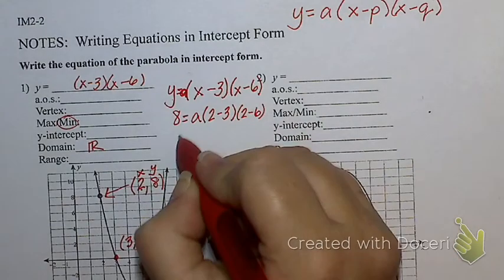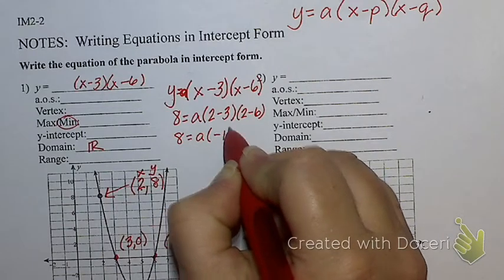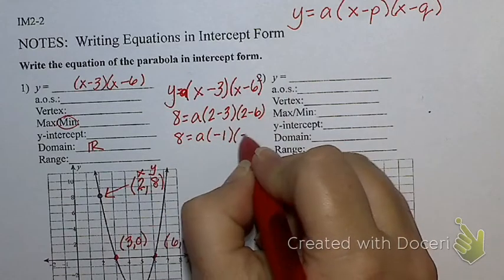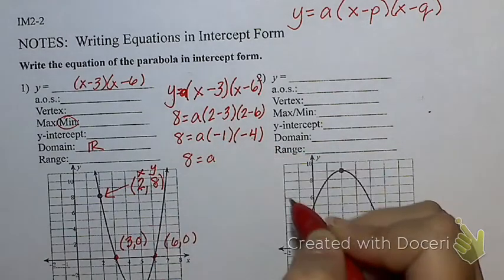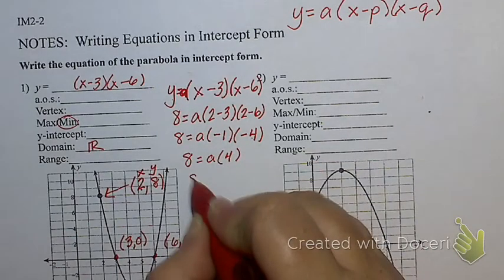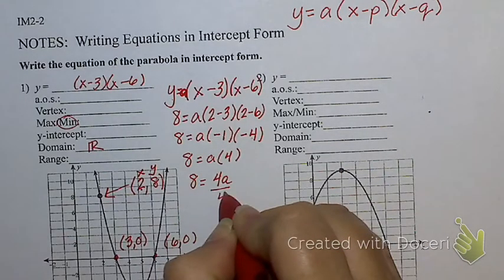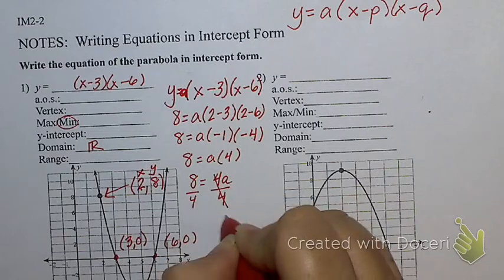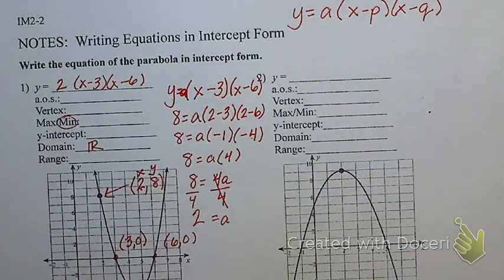That makes sense. So let's see, what is 2 minus 3? Negative 1. And what's 2 minus 6? Negative 4. What is negative 1 times negative 4? Positive 4, right? So I really have 8 equals 4a. How do I find a? Divide by 4, and a equals what? 2. So I can put my 2 right there, and there's my equation. So far, so good? Yes.